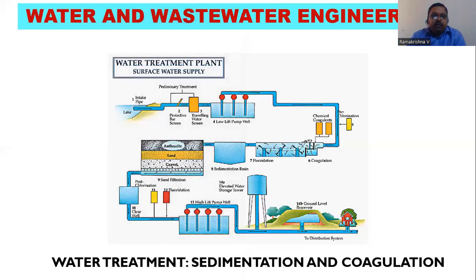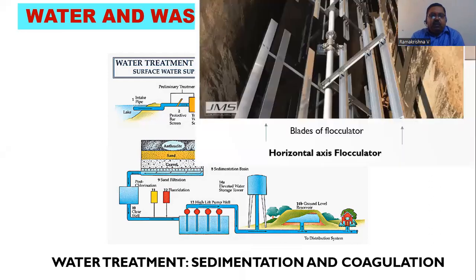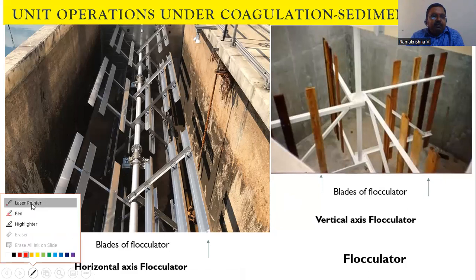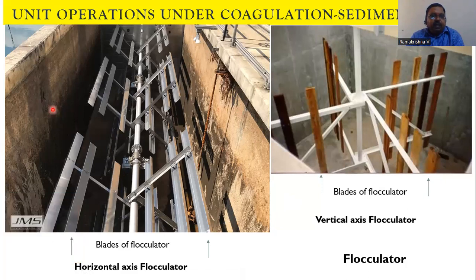So welcome back. In this module, this video, we'll be talking about the design of the flocculator, which is the second unit operation in the coagulation setup. What you see in this picture is a tank, a long, narrow tank, and you can see a central pipe.